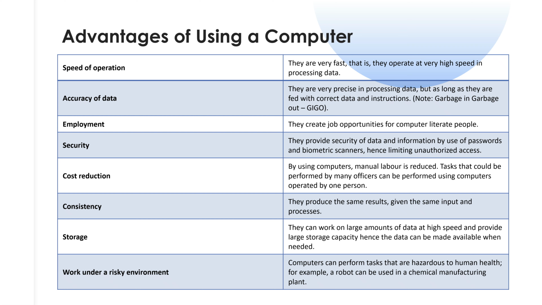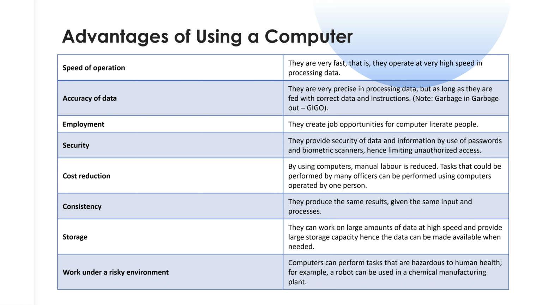Second, we have accuracy. In accuracy, we have a condition attached. Computers are precise as long as they are fed correct data and instructions. So memorize this exact phrase: garbage in, garbage out. A computer will not fix bad input. It will just process the mistake accurately. So that's a point to note.